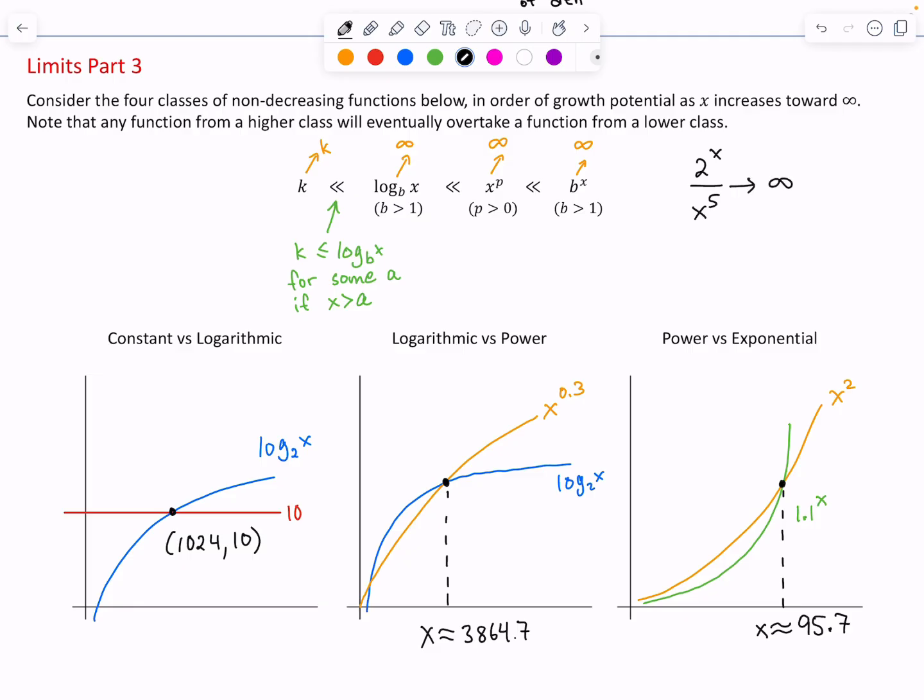But if you take any function from one of these classes, such as log base 2 of x, and divide it by a function from a higher class, say x to the 5th, both numerator and denominator will approach infinity, but the denominator will approach infinity much faster in such a way that this expression will be dragged to 0. For now, we'll take this as a given, and later in the course, we will establish tools to prove that these claims are true. Let's go to the next page.